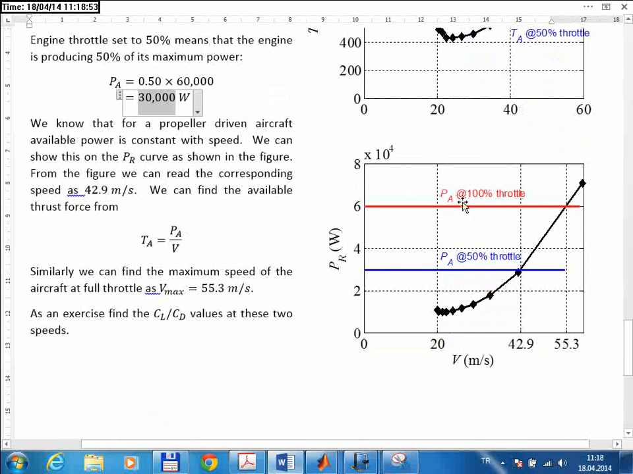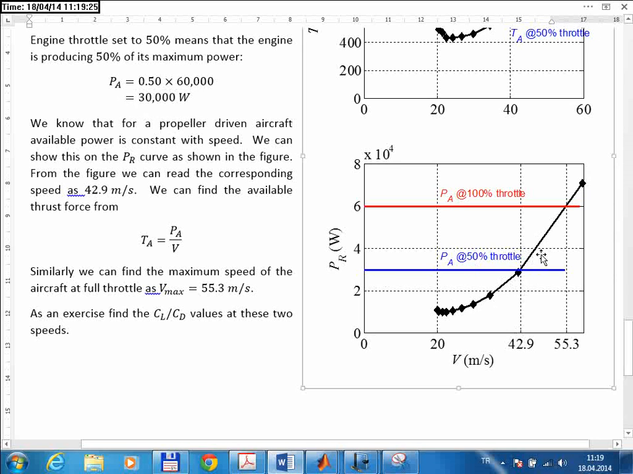If you look here, this is the power required curve. At 50% throttle, the available power is here, 30 kilowatts. And remember, since this is a propeller, it doesn't change with speed, so the power is the same at every speed value. You can intersect this with the power required curve, and the intersection point is the steady level flight speed for this aircraft at this altitude at this throttle setting. That number happens to be 42.9 meters per second.